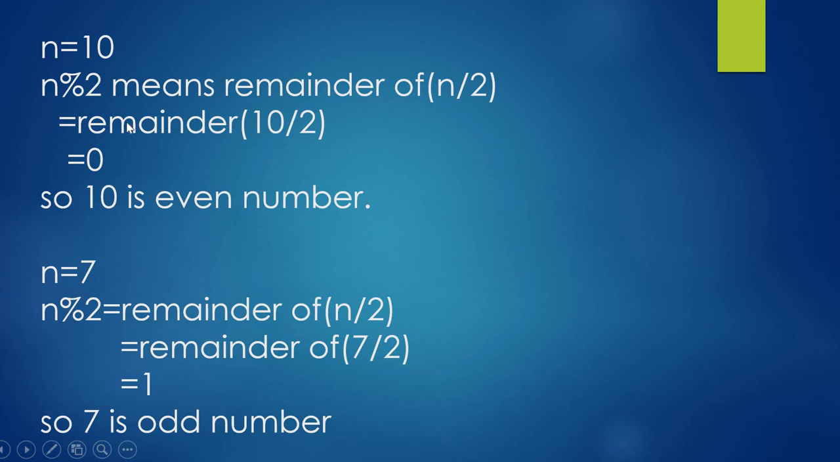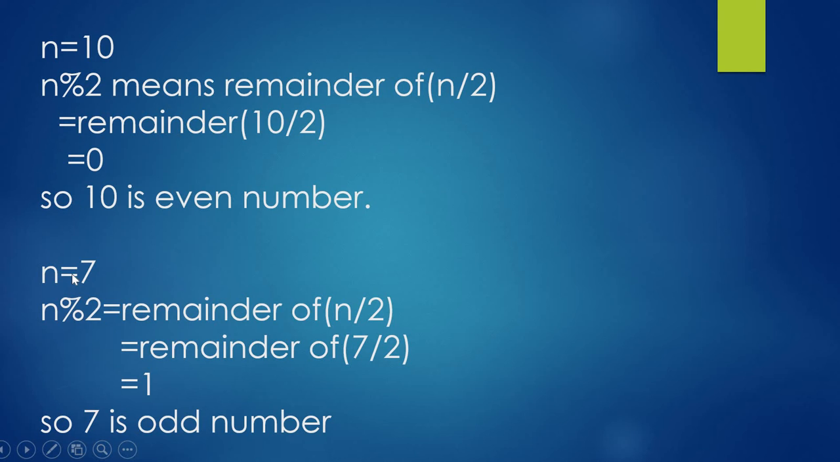Then the remainder of 10 by 2. How to write the remainder of 10 divided by 2? 10 mod 2. 10 mod 2 means the remainder of 10 divided by 2. So this 10 is an even number. If the remainder is not equal to 0, then that number is an odd number. What are all the odd numbers? 1, 3, 5, 7 are odd numbers.